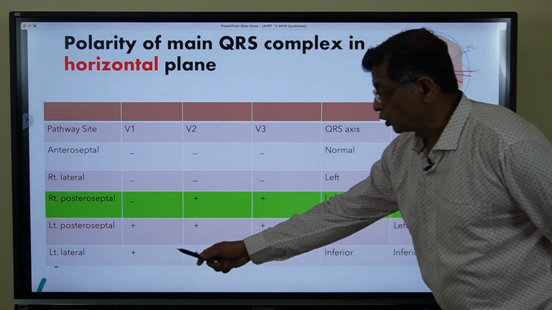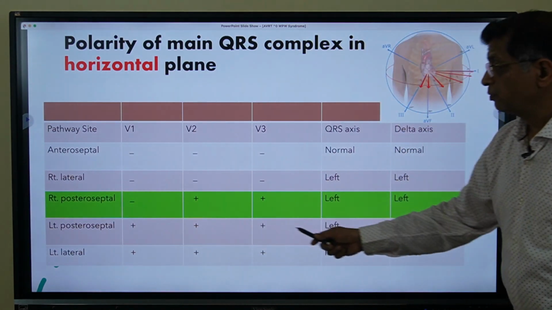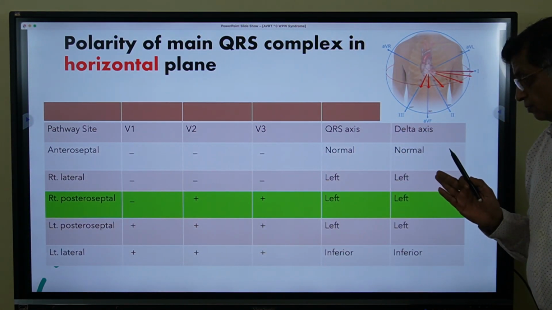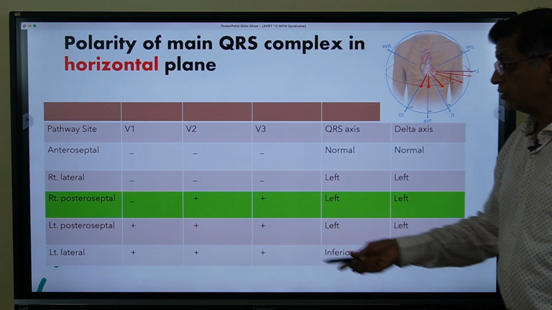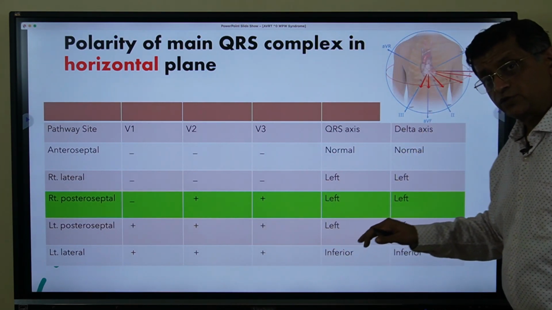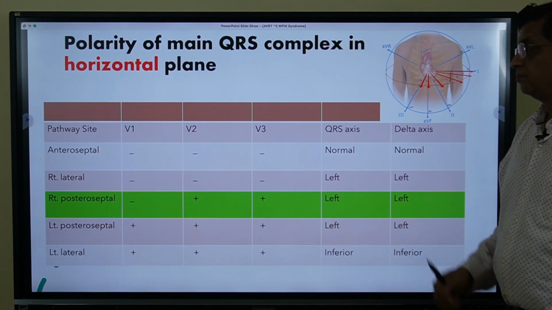In left posteroseptal or left lateral, the QRS would be positive in all of V1, V2, V3, right? But in left posteroseptal, the axis would be leftward, while in left lateral, the axis would be inferior or rightward.